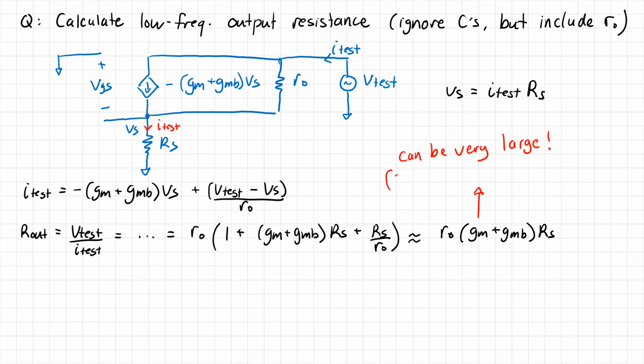Okay, compared to a common source amplifier, which has Rout just equal to RO, right? So in this case, a common source amplifier has an output resistance of RO. We have RO times RS times GM. So again, if GM is large or if RS is large, then this will certainly be bigger than what we had before.